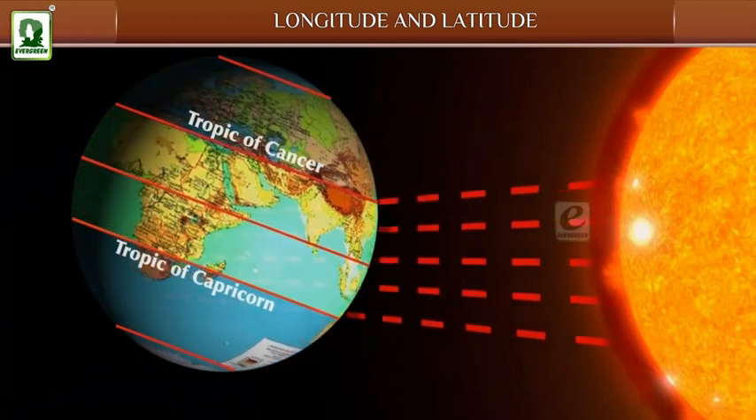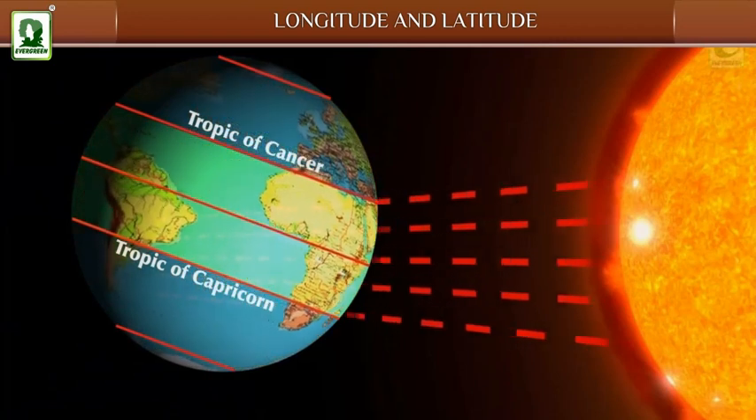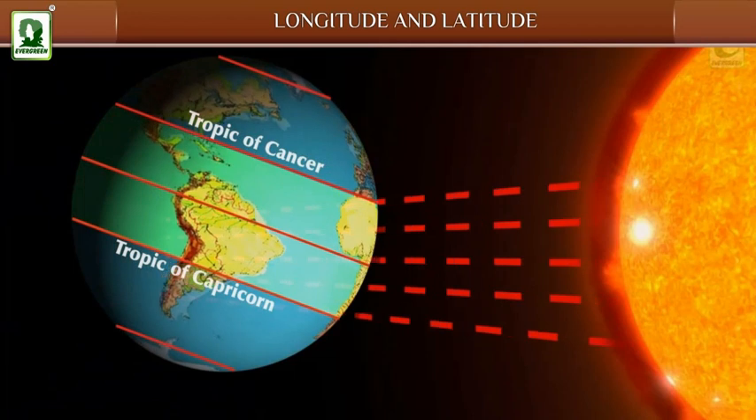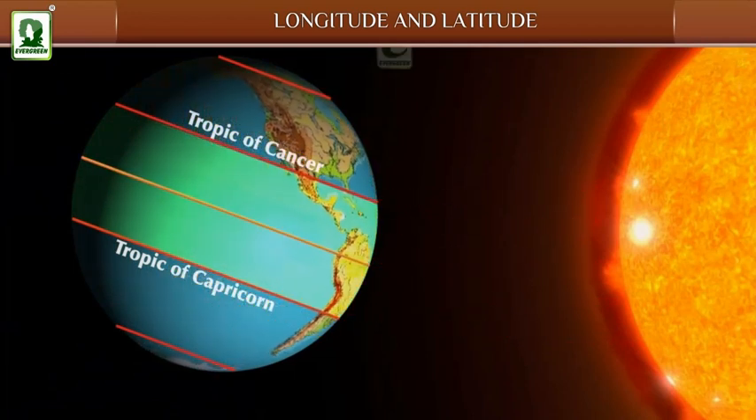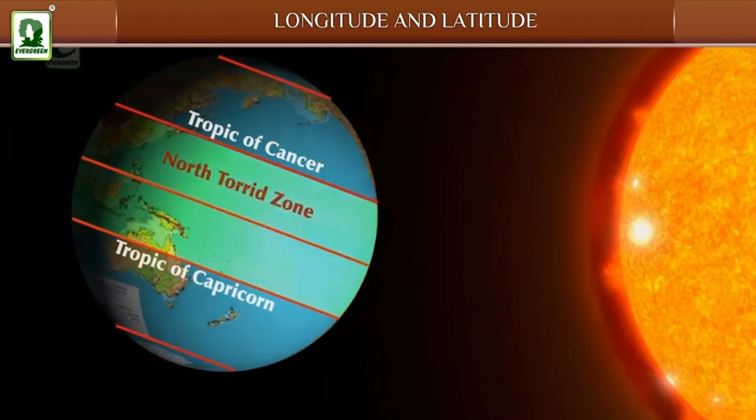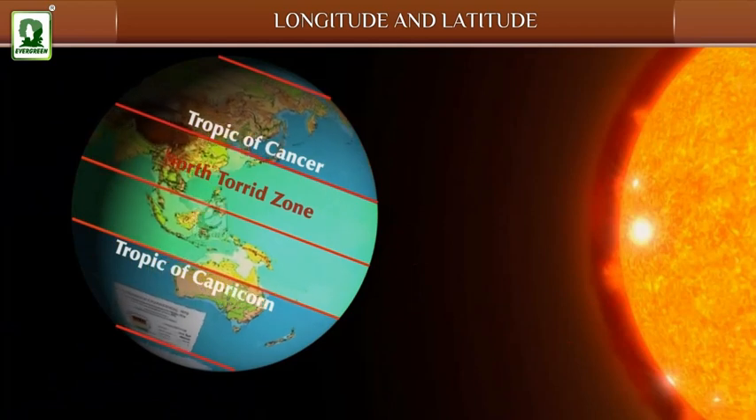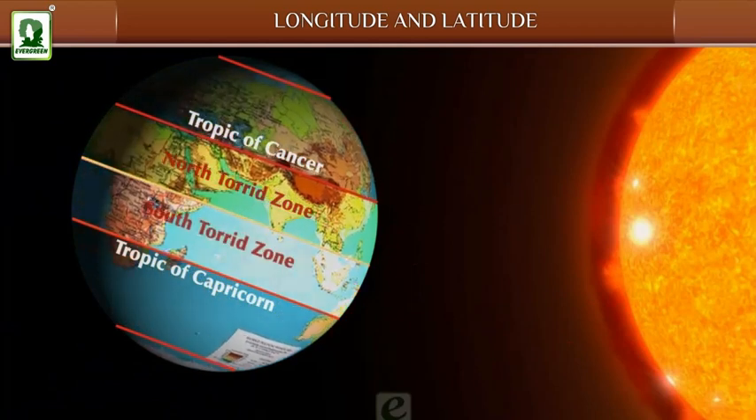Since this zone receives direct rays of the sun throughout the year, it is the hottest zone. It is hot and wet throughout the year. The region between the equator and the Tropic of Cancer is called North Torrid Zone, whereas the region between the equator and the Tropic of Capricorn is called the South Torrid Zone.